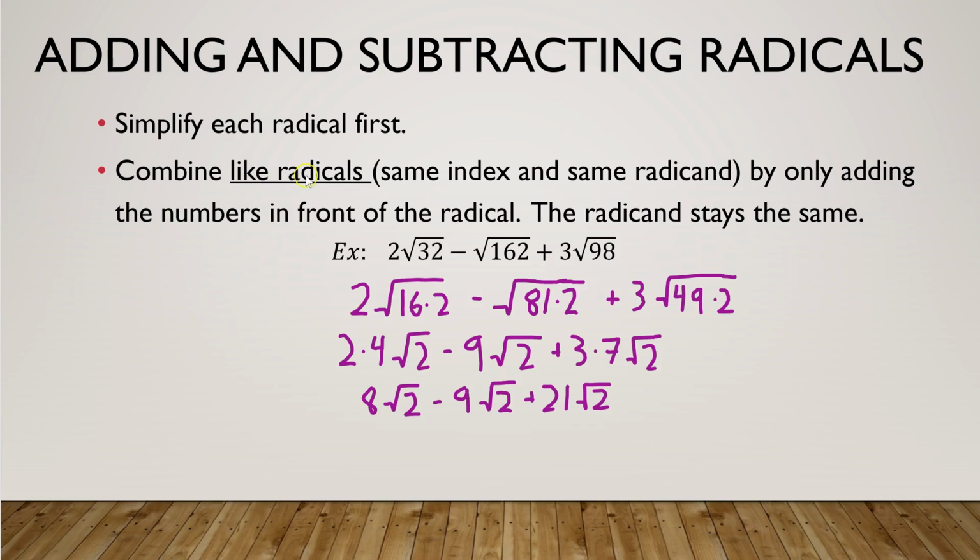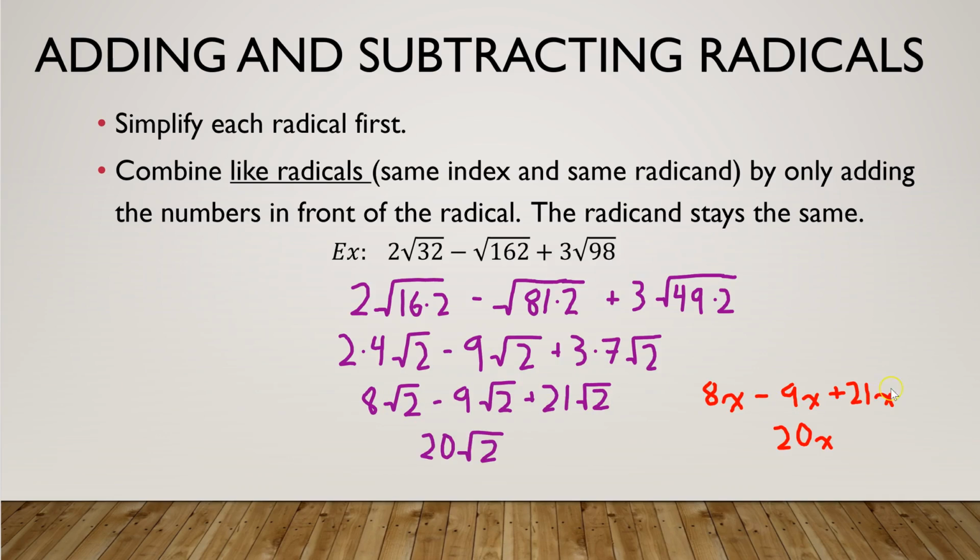For the actual combining of the like radicals step, these all have an index of 2 and a radicand of 2. So all three of these are like radicals, which means I can combine them together. The only thing we're going to be adding or subtracting, though, is the numbers in front of the radicals, the coefficients. Sometimes I find it helpful to explain to students that you can think of the like radicals as an x. So think of this as 8x minus 9x plus 21x. The square root of 2 is still going to be in my answer. We're just adding the coefficients in front.